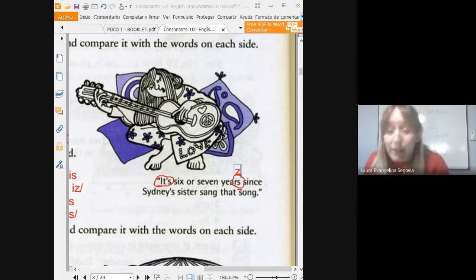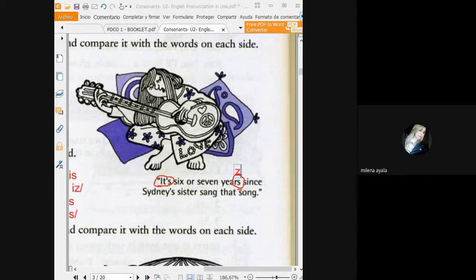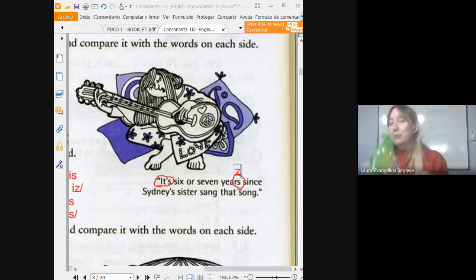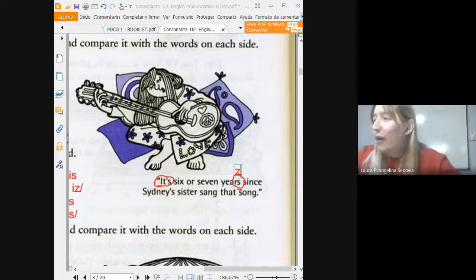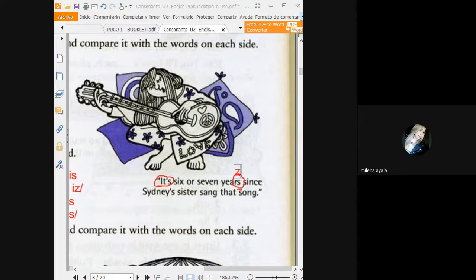Okay, Milena, are you there? Yes. Good, Mile, your turn. Come on. It's 6 or 7 years since Sydney Sister sang that song. Again, sorry. Again. Okay, again, all together, non-stop. Come on.